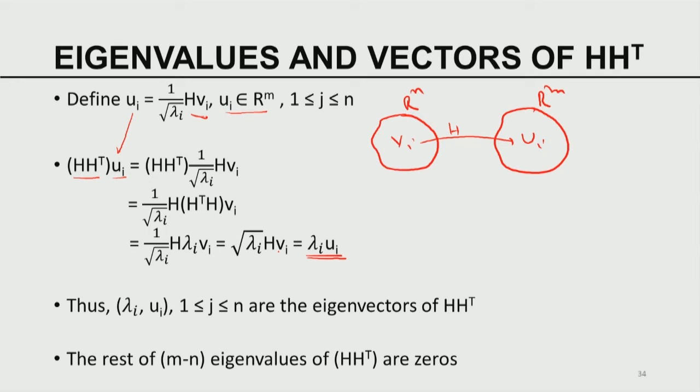So what does this tell you? If vi is such that H transpose H vi is equal to lambda i vi, that immediately tells you H H transpose ui is equal to lambda i ui. That is a fundamental result. It goes to tell you that if the vi's are the eigenvectors of H transpose H, the ui's are the eigenvectors of H H transpose, but they share the same eigenvalue. So they share the same non-zero eigenvalues. This matrix must have m eigenvalues.